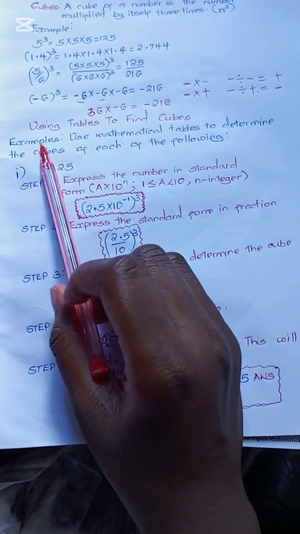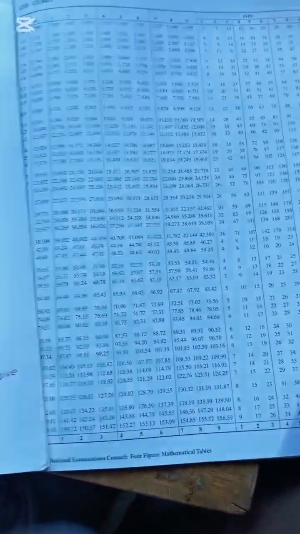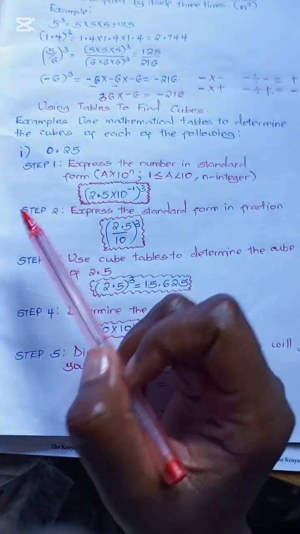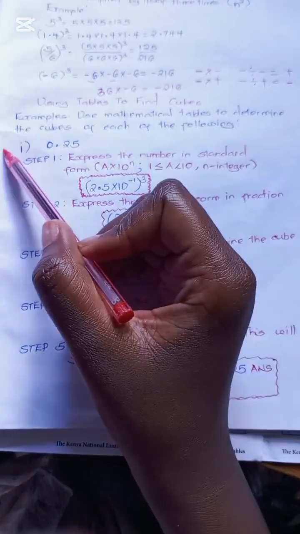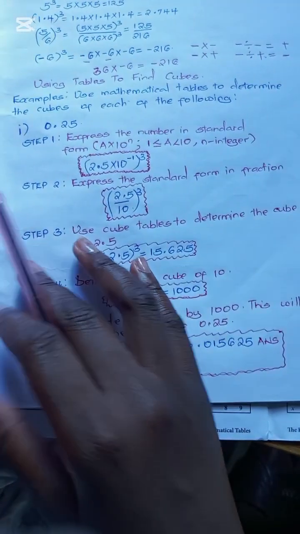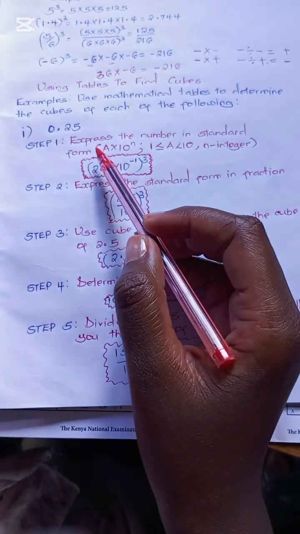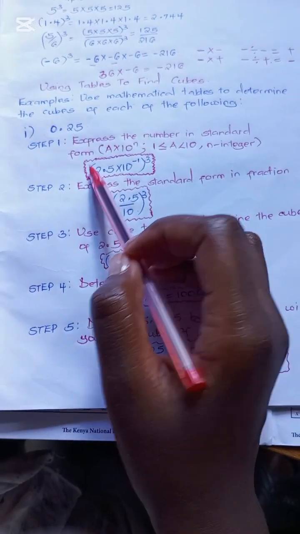So we want to look at using tables to find cubes. And we'll be using this table from our mathematical tables. So let us look at some examples. Use mathematical tables to determine the cubes of each of the following. The first one, 0.25. So the first step is to express the number in standard form.